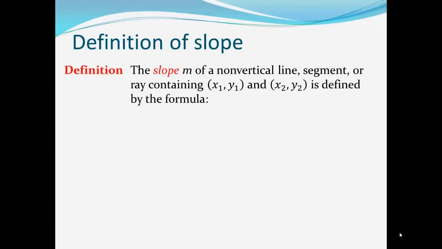The slope M of a non-vertical line segment containing (x sub 1, y sub 1) and (x sub 2, y sub 2) is defined by the formula M, or slope, equals y sub 2 minus y sub 1 over x sub 2 minus x sub 1. Or you could also do y sub 1 minus y sub 2 over x sub 1 minus x sub 2. Entirely up to you. The order doesn't matter.